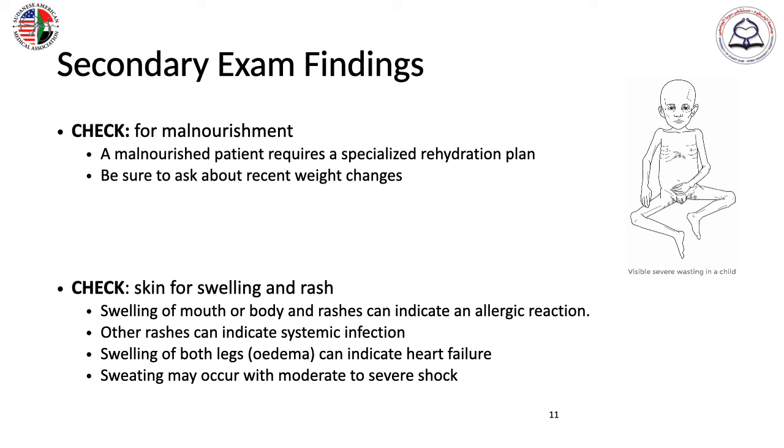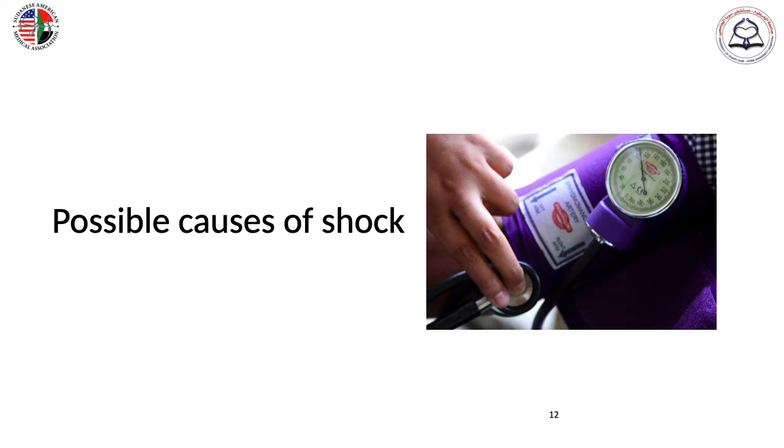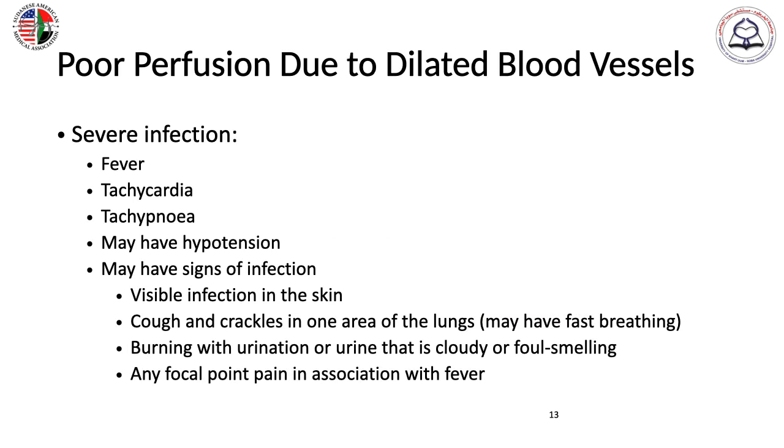Patients with allergies can present with skin rash, hives, and swelling of the lip, tongue, and even in the airway with stridor. And exposure, they can have exposure to medication or insect bite or any new allergen. So after you do the SAMPLE history and you do the thorough exam, you want to figure out what are the possible causes of shock. Infection: the patient can have fever, tachycardia, tachypnea, and hypotension.